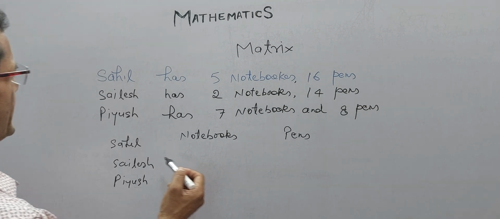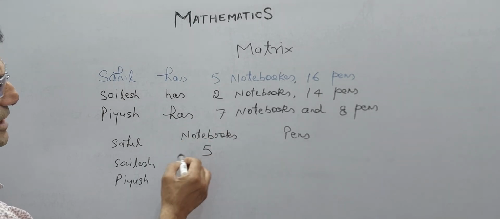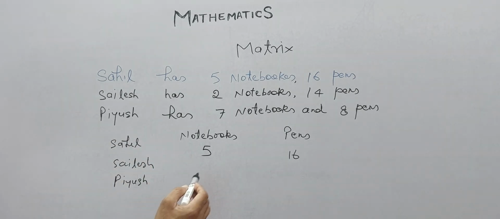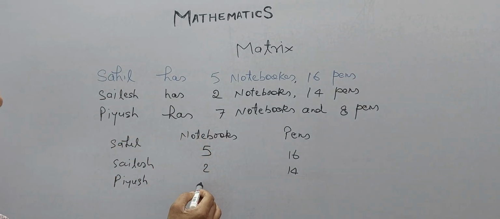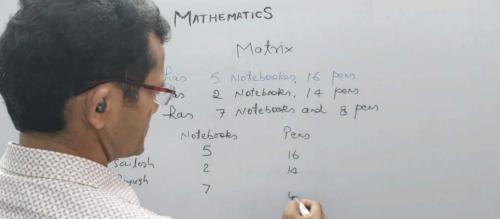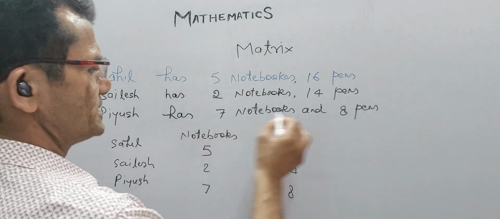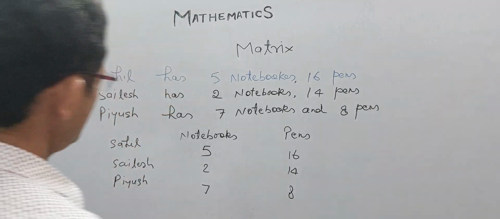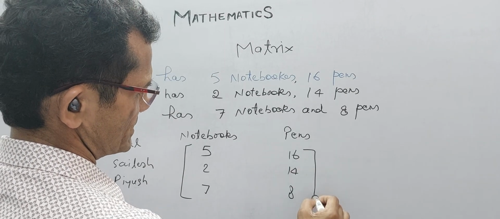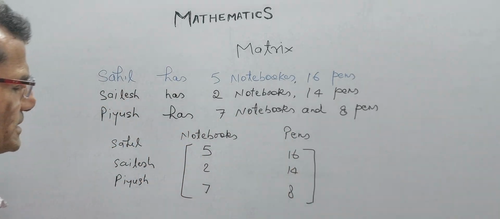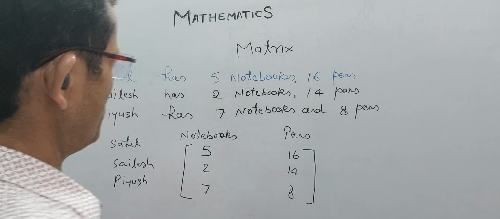Suppose in a class, notebooks and pens, and Sahil has 5 notebooks right under the notebooks, 16 pens, and Salish has 2 notebooks and 14 pens. And at the end, Piyush has 7 notebooks and 8 pens. So this is the information. We write this information in this tabular, rectangular arrangement. If I write this in rectangular brackets, this is our rectangular format to write the matrix. So this becomes a matrix, in which we have written the information on notebooks and pens purchased by these 3 students in a rectangular format. So it is called the matrix.